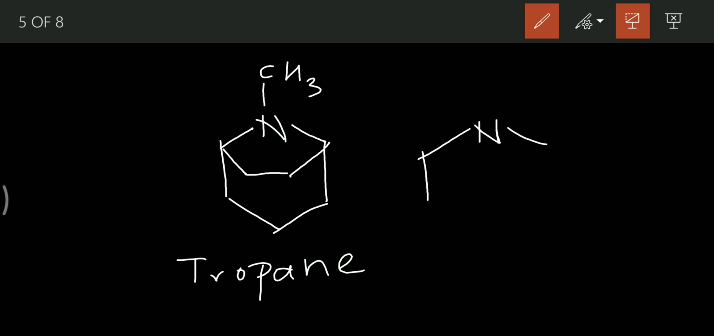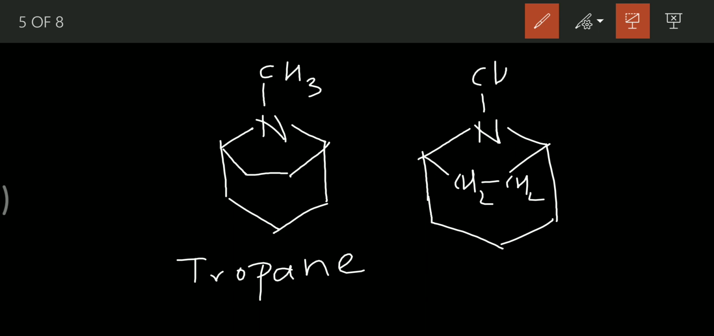Write hexane with the nitrogen atom. Then here you can write CH2 bonded to CH2, which is bonded to the ortho position, and then here CH3. So this is also tropane. So first study how to write tropane, and while writing, remember you have to write internally these CH2 groups.